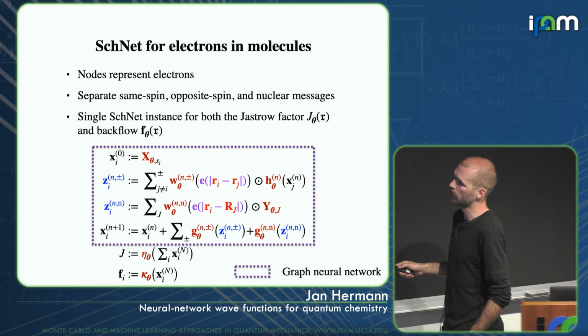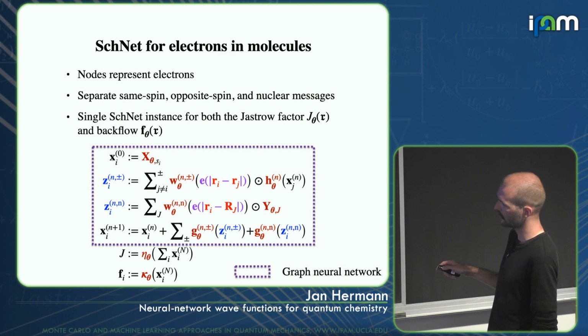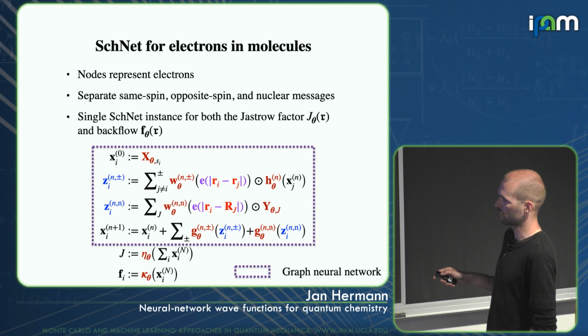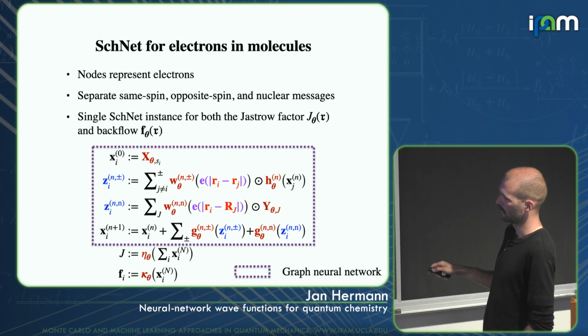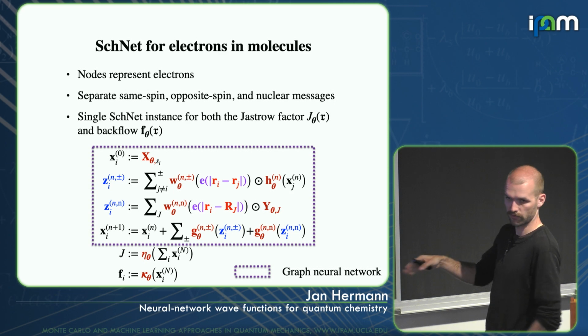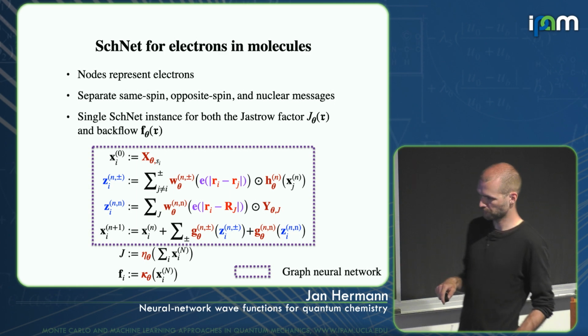And so now the nodes don't represent atoms anymore, but they represent electrons. And we kind of made it a bit more expressive by considering separate messages within the network for the same spin and opposite spin, and messages from the nuclei. And that's essentially it. Then at the end, we arrive at some sort of hidden vectors for the electrons, and we use that for the Jastrow and for the backflow.